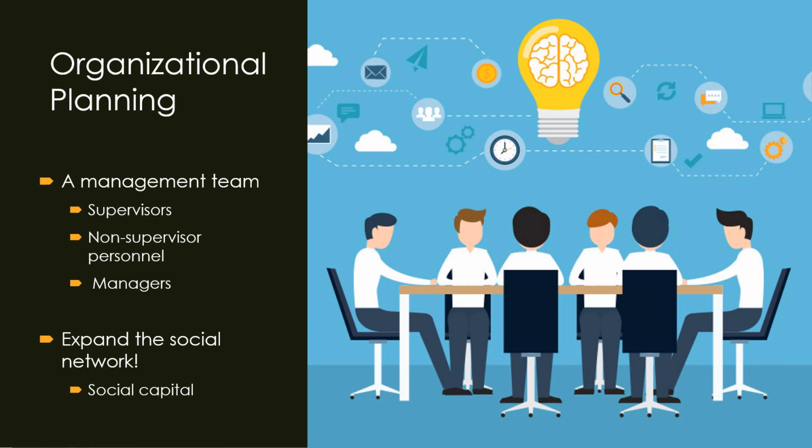Now, in setting up a business organization, one thing to consider is who will be on the management team. This can be made up of supervisors, non-supervisory personnel, or managers. The one thing we see when selecting a management team is to try to have what is known as expanding your social network. That is to try to increase your social capital by having diversity on your management team. There's various types of diversity. There's diversity of age, there's diversity of ethnicity, there's diversity of skills.